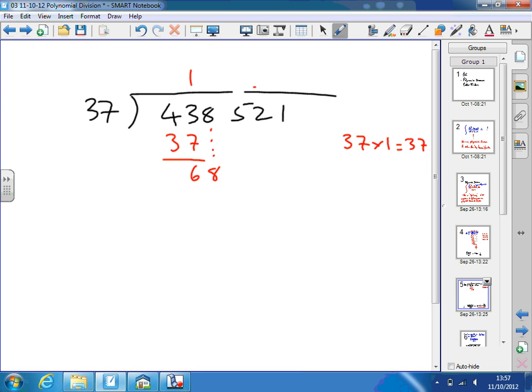And now what do we do? Right, so again that goes once. So what is 37 times 1? 37. So that's what goes under here. Work out the remainder. 31. Bring down the next digit.